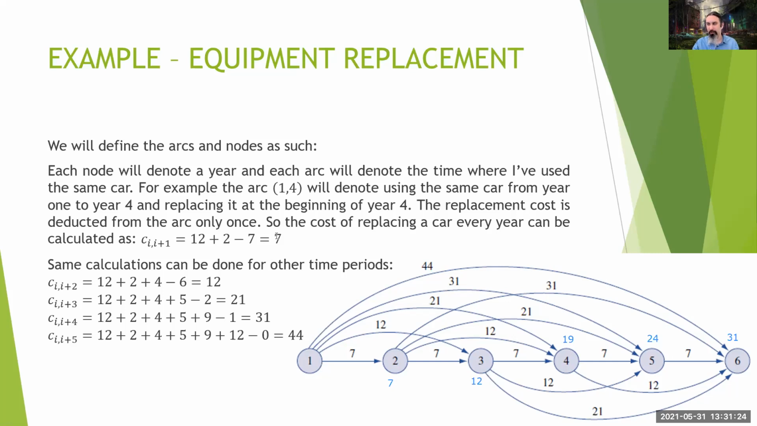For example, the average yearly cost over here is 7. The average cost over here is 12 over 2, 6. The average yearly cost is 7 again, for 3 years. The average yearly cost is 31 over 4, which is 7.75, I guess, close to 8. And 44 over 5 is 8.8. So the best yearly cost is 6 over here. This is something you can do to check what you're doing.